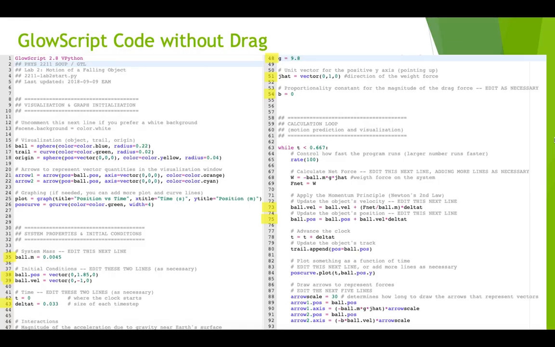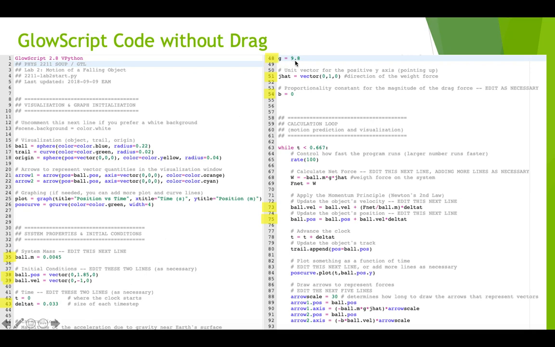Here is the GlowScript code without the force of drag. I had to edit the ball's mass to 0.045 kilograms, as well as the initial conditions, including the ball's position and the ball's velocity. The position begins with a y component of 1.85 because that is the height it was dropped from, in meters. I also edited the delta t, which is the time step in Tracker, 0.033 seconds.